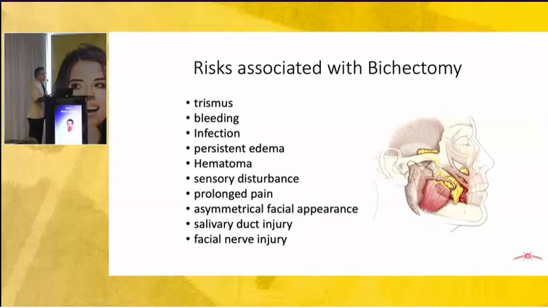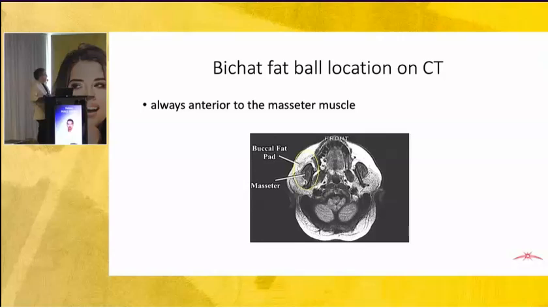The classical risks associated with bichectomy: trismus, bleeding, infection, persistent edema, hematoma, sensory disturbance, prolonged pain, asymmetrical face appearance, because in some cases you take more from one side than the other, or in some cases you increase the asymmetry of the normal symmetry of any person. But I put the focus on this one because you need to avoid it, it is very difficult to fix, and in some cases it is forever.